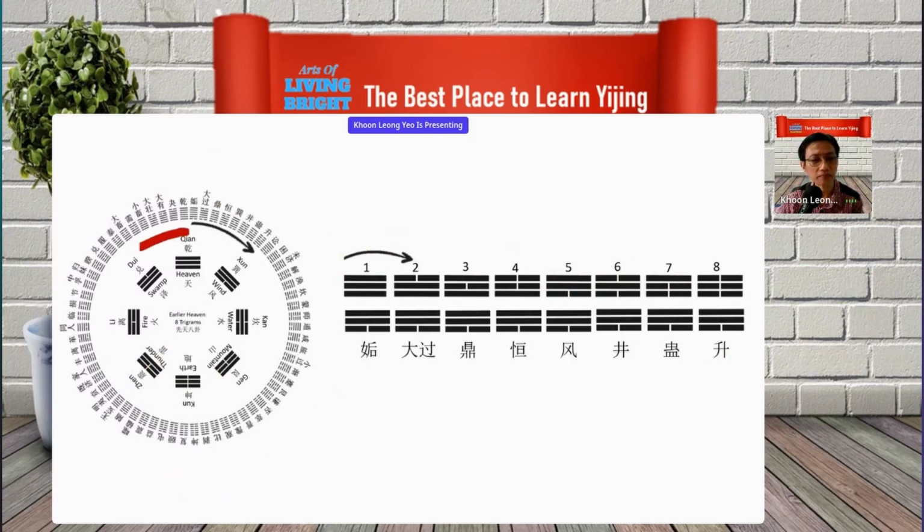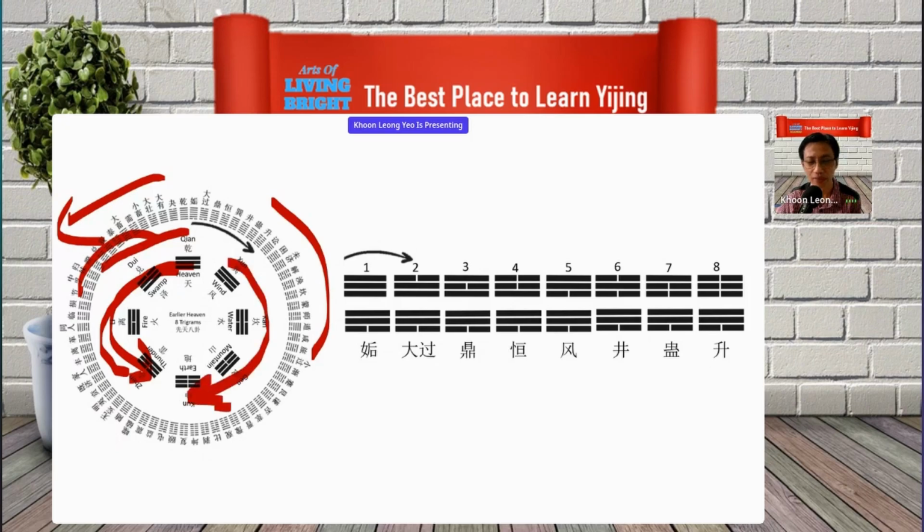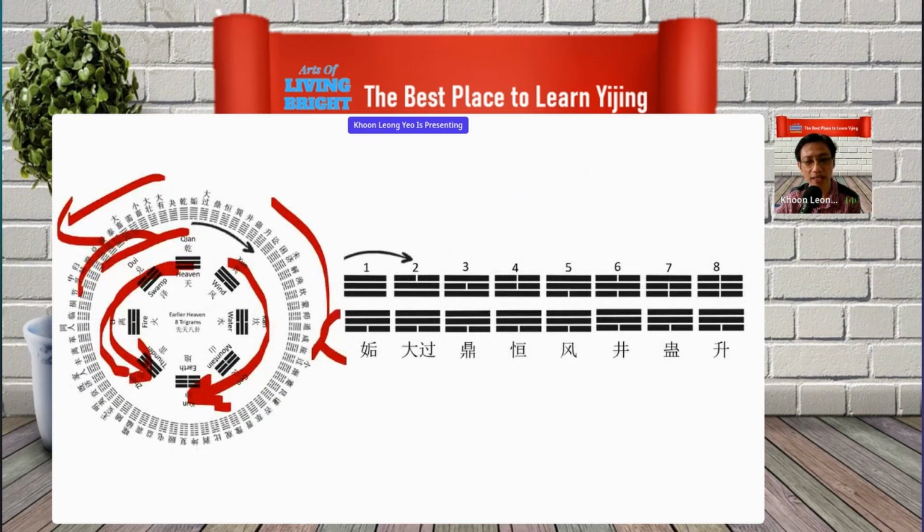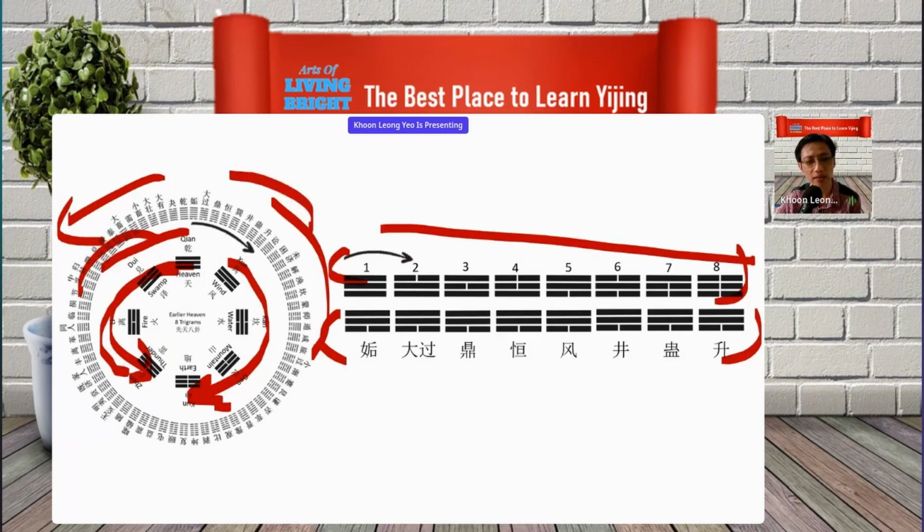The bottom trigram follows this flow. The 天之变式, the heaven cam, will follow this flow. The earth cam will follow this flow. That is for the bottom trigram, right? So since you're on this slide, let's talk about the earth cam first. Once we have established the bottom trigram already, for the top trigram you just follow the earlier heaven sequence from 1 to 8. Once you finish one set, you go to the next set, 1 to 8, and then the next one, 1 to 8, next one, 1 to 8, all the way to the Kun gua.